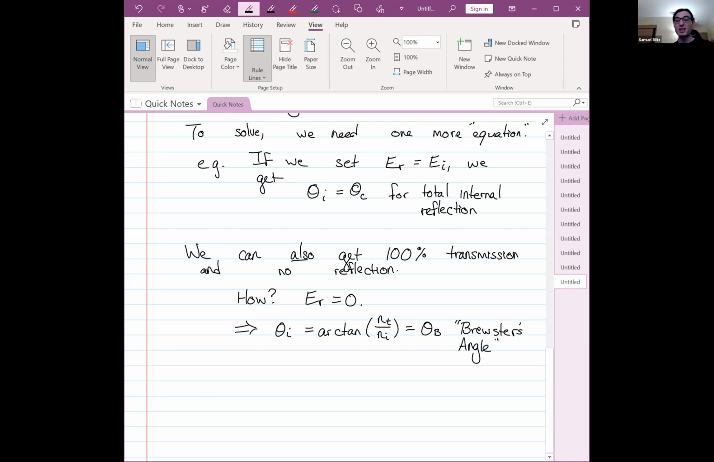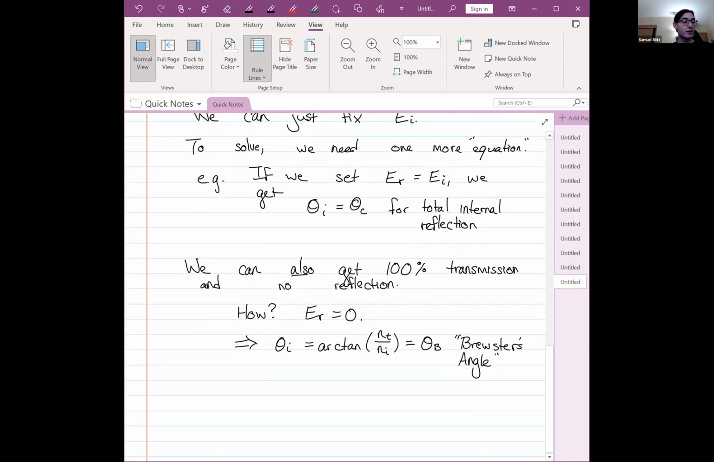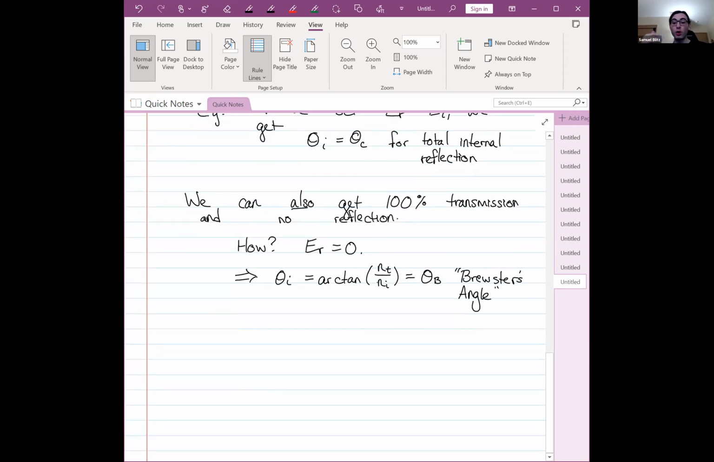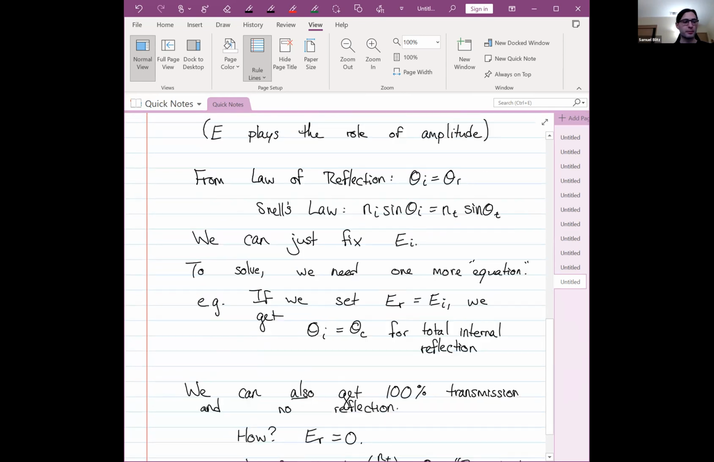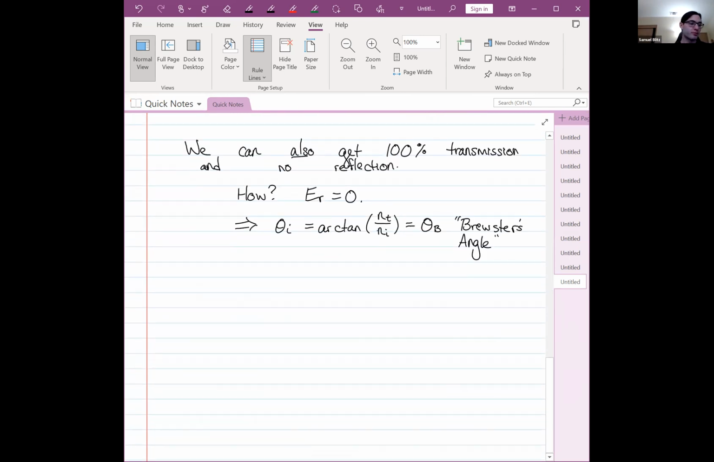So basically, this is a particular angle such that if you shine light that's polarized in the plane of incidence at just the right angle, then none of the light will reflect and all of it will transmit. So what does this look like? Like if we were to draw a picture? Well, we can draw our interface. Sorry, I can't draw a straight line. Okay, that'll have to do.